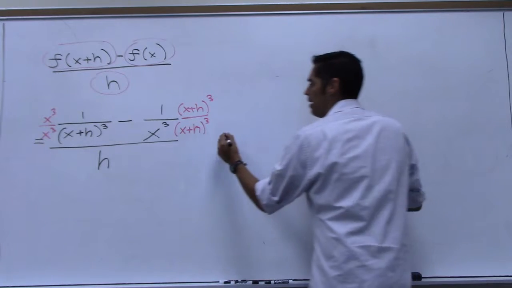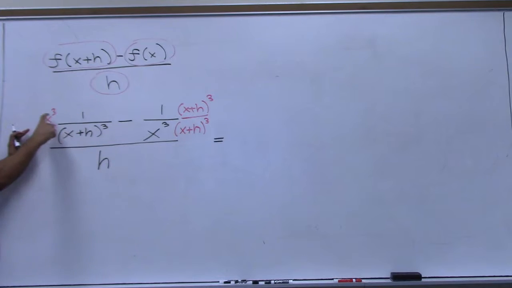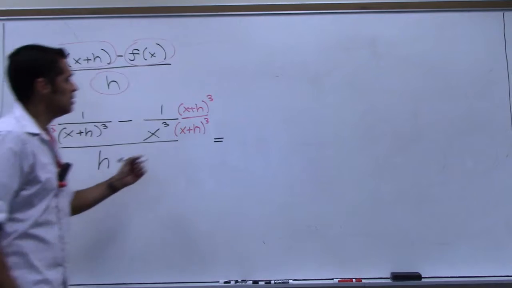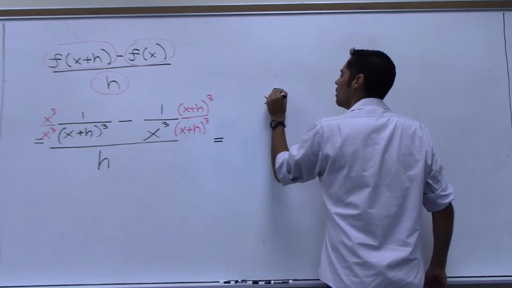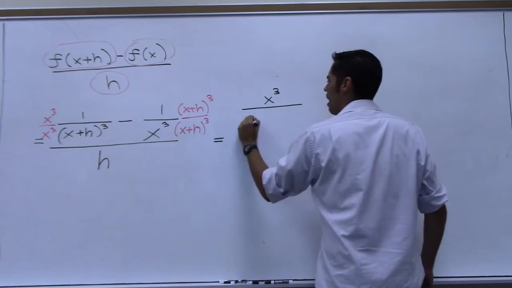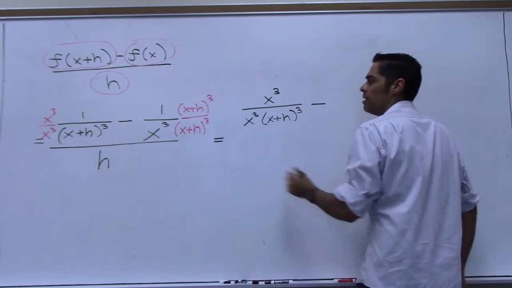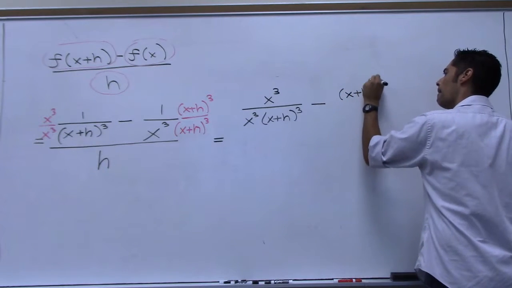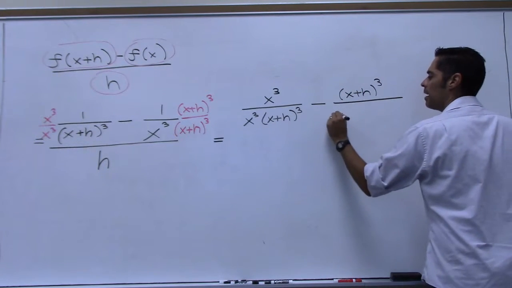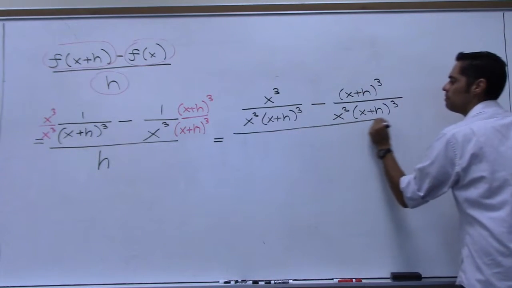Now, if I do that, since this is multiplication between these two fractions, I just multiply straight across. x cubed times 1 is x cubed. So I have x cubed on top. The bottom is still the common denominator, x cubed times x plus h cubed, minus, now on the top over here, it's 1 times x plus h cubed, so it's this, over the common denominator again, all of this over h.